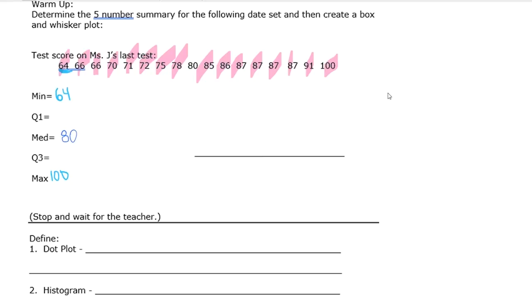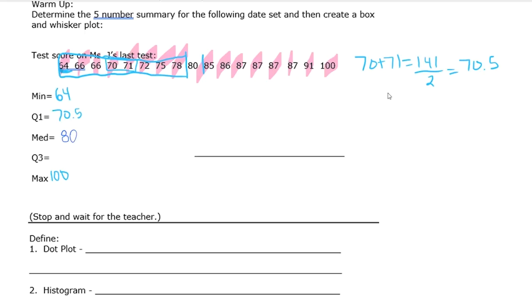Now let's take a look at our first quartile. So we're going to take a look at this set below 80. All right, so we got 1, 2, 3, 4, 5, 6, 7, 8. So it looks like we're in between 70 and 71. So that is 70.5. How did I get there? I did 70 plus 71, which is 141, and then I divided by 2, which is 70.5.